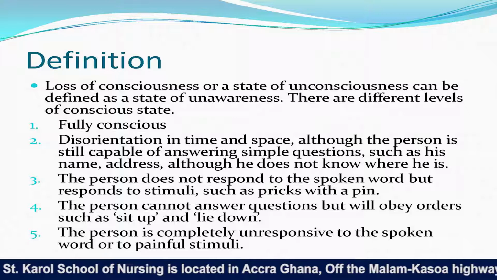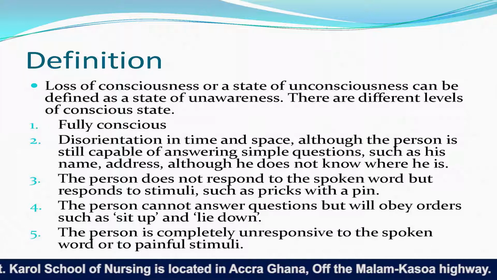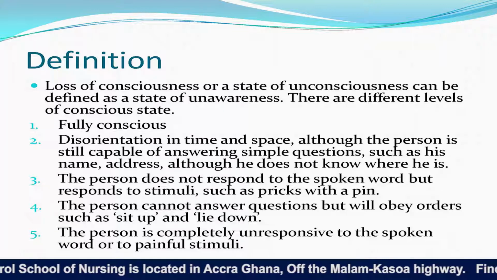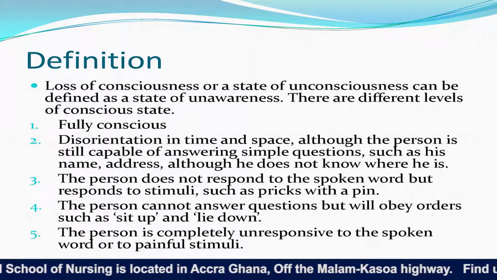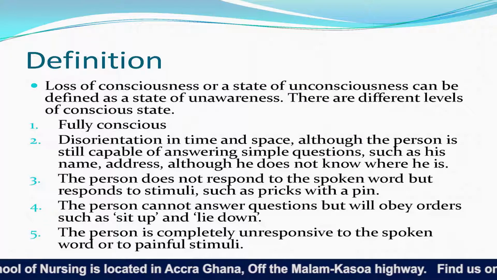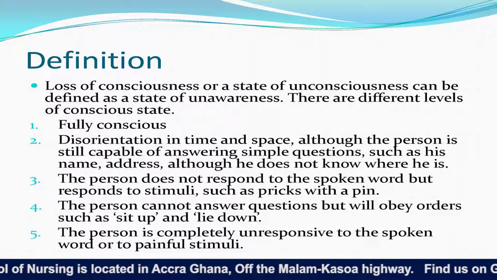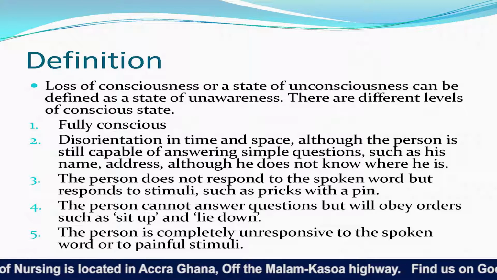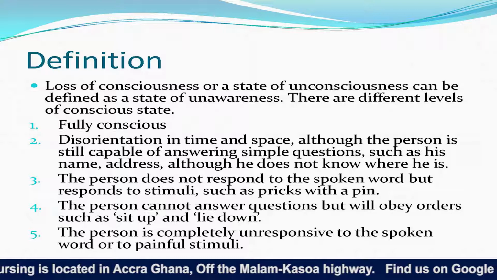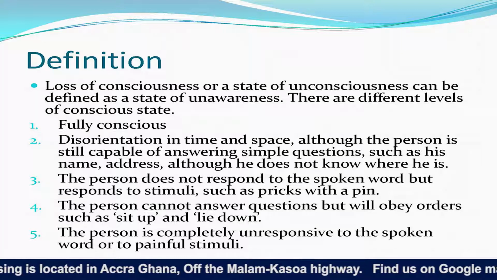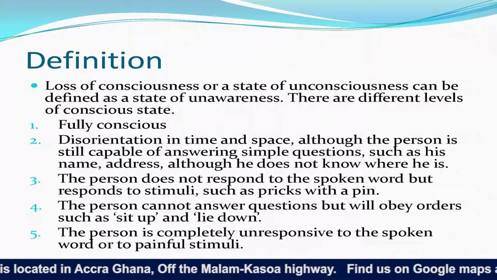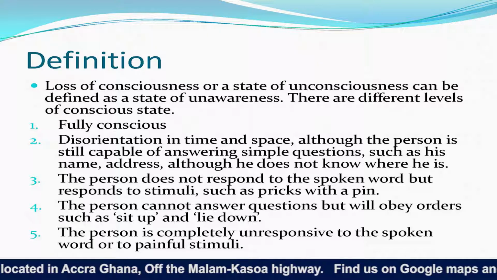There are three forms of unconsciousness that we would want to talk about, and it is usually categorized using a scale, whether the person is fully conscious to time, place, and person, or the person is fully conscious to only time and not place and person, or the person is conscious to place and not time and person, and the likes.